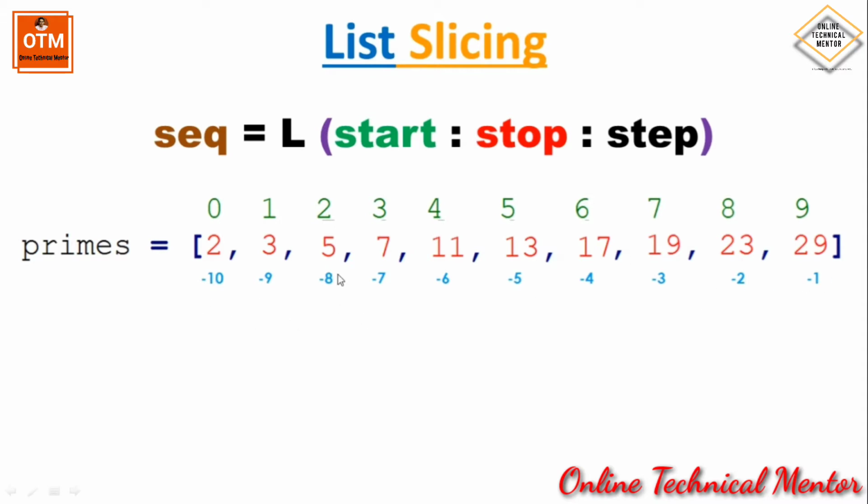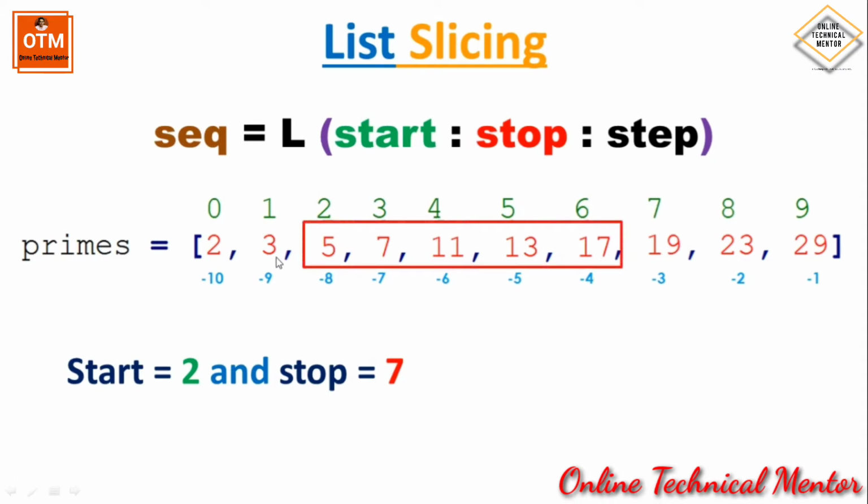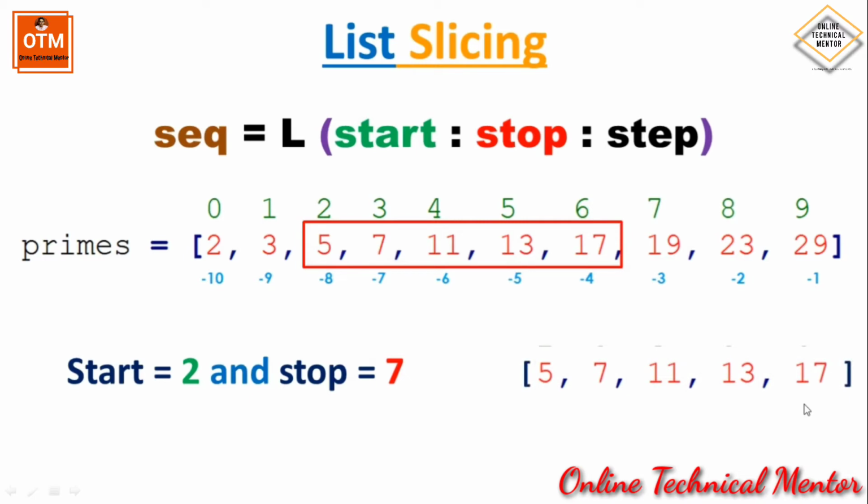If I want to extract from 5 to 17, then I have to specify start as 2 because the index of 5 is 2, and the stop index will be 7 because whatever the stop index is specified, it will extract just before the stop index, that is up to 6 index. And if I write L within bracket 2:7, then it will extract from 5 to 17. So it will be my new sequence.